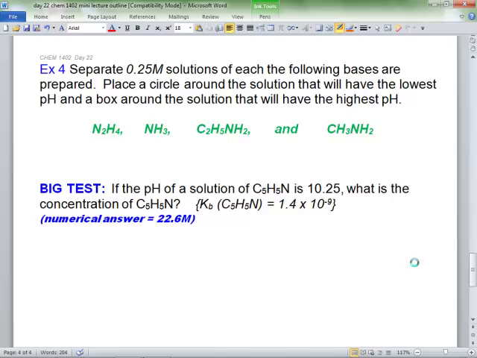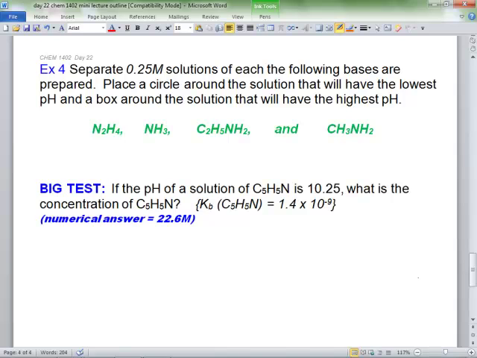Let's check out this question. Separate 0.25 molar solutions of each of the following bases are prepared. Place a circle around the solution that will have the lowest pH and a box around the one that will have the highest pH. Jalen, you have a game plan for this? Not really? That's fine.